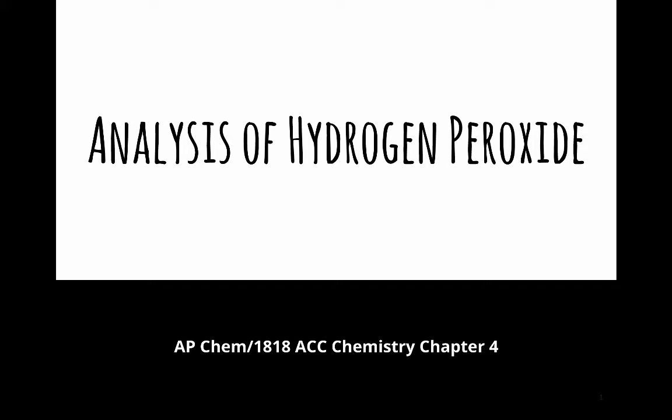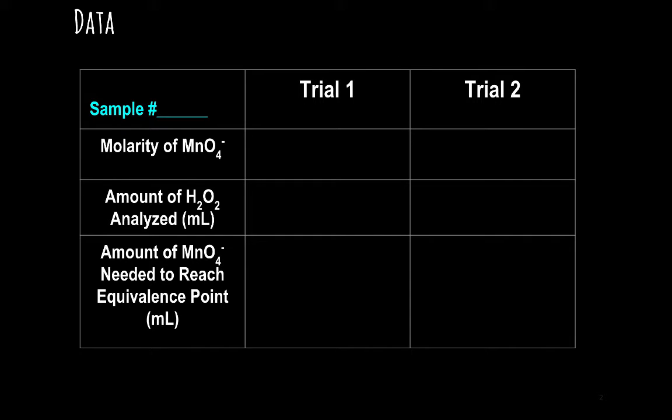Today we're going to go over the calculations for the analysis of hydrogen peroxide lab. So here is a sample data table. Yours does not have to look exactly like this, but this is the data that you collected. Let's say that I used sample 5. There was no sample 5, but let's say I had sample 5. And this is some data you would collect before you were able to do calculations.